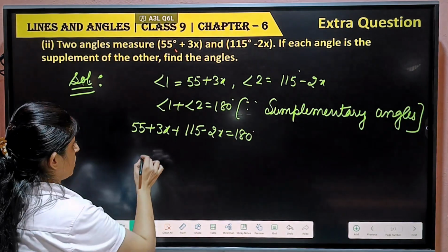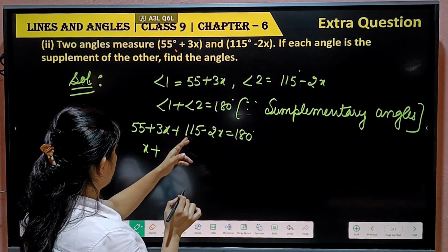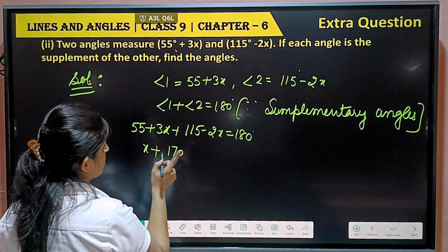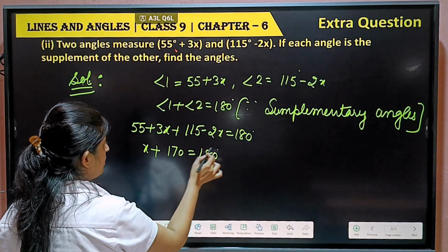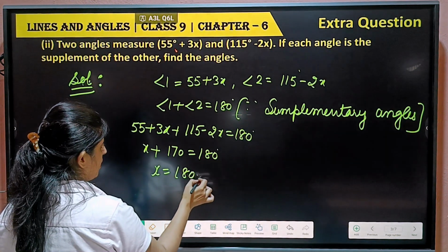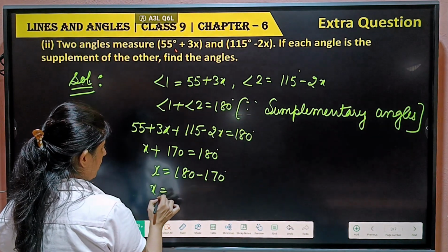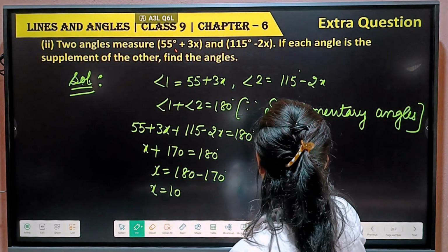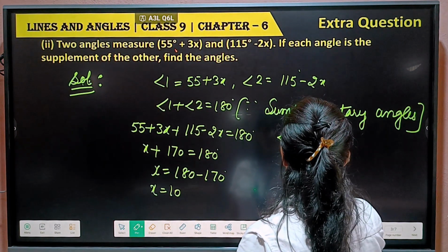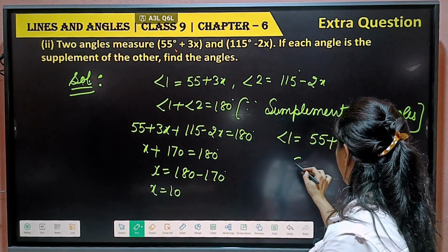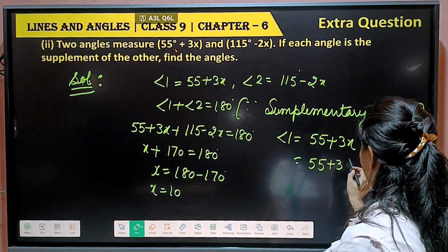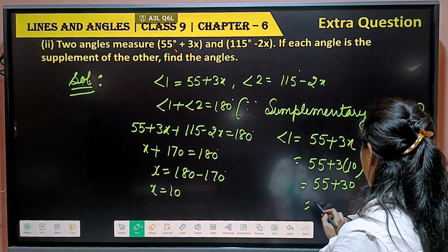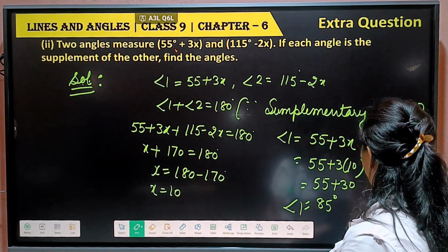So 3x minus 2x is x, and 115 plus 55, I think 170. 5 and 5 is 10, 5 and 1 is 6, and 1 is 7, yes, equal to 180. x value is equal to 180 minus 170, that will be 10. x value came 10. Now we will put this x value in angle 1. So what will be angle 1? Angle 1 is equal to 55 plus 3x, right? 55 plus 3, x value is 10. 55 plus 30, that is 85 degrees. So angle 1 is equal to 85 degrees.